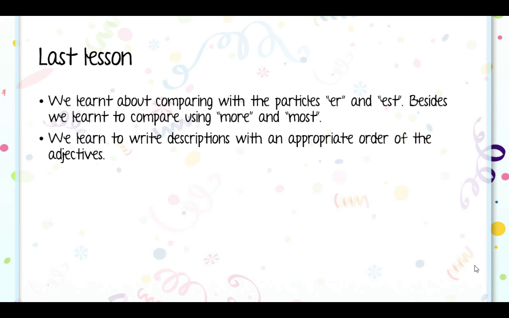We also learned to write descriptions with an appropriate order of the adjectives. Remember? Acuérdense que los adjetivos tienen un orden. Hablamos de las comparaciones y de que los adjetivos para describir algo o alguien tenían un orden. We talked about that we cannot use more than 3 adjectives for one thing, because it will sound weird. Okay? We also learned about synonyms and antonyms.